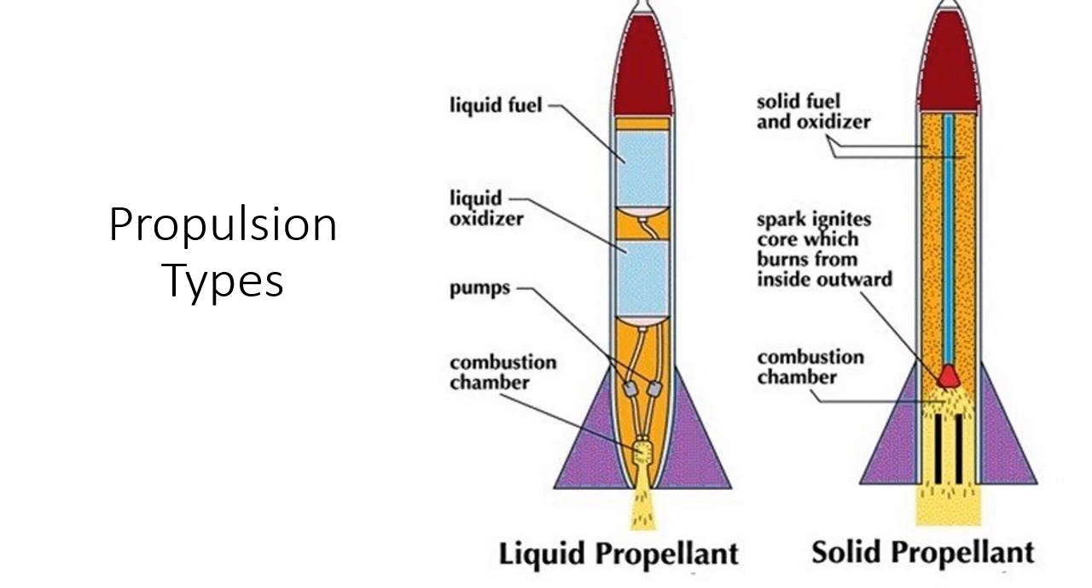Rockets use two kinds of propulsion system: liquid propulsion and solid propulsion. Here you can see the image. A liquid propulsion system uses tanks to store the fuel and oxidizer. In a solid propulsion system, grains of fuel are used to react with the oxidizer, which is burned off in the combustion chamber. The main difference is, in a liquid propulsion system, the rate of combustion can be controlled and restarted by pumps. In a solid propulsion system, once the combustion takes place, it cannot be stopped.